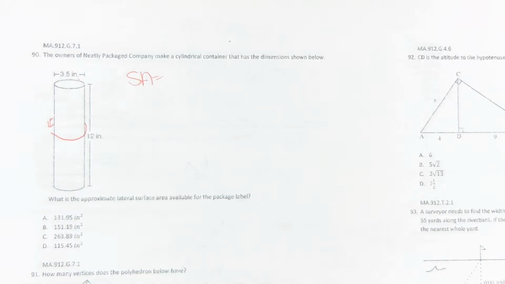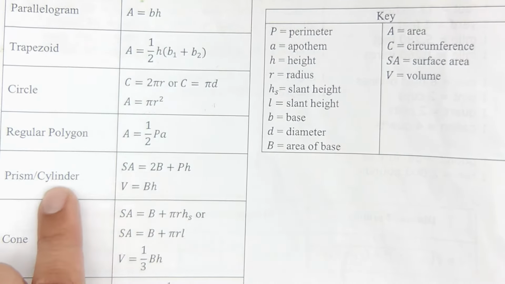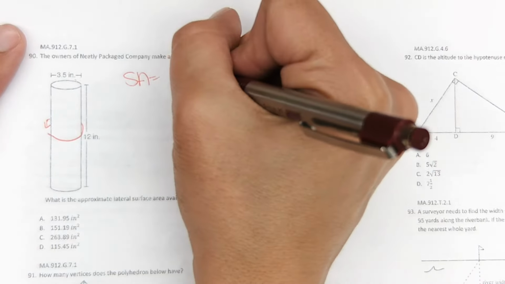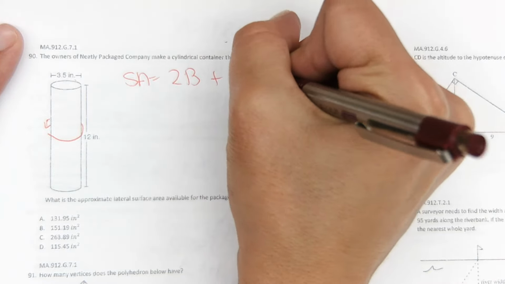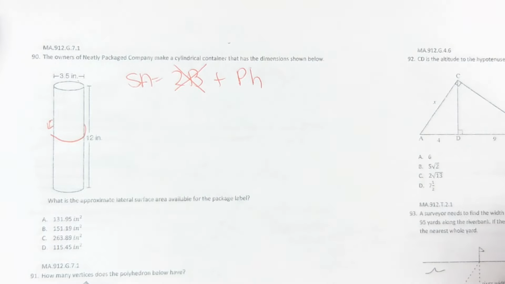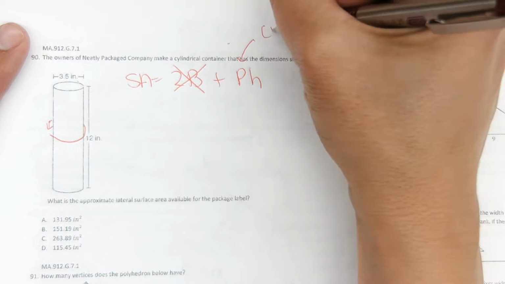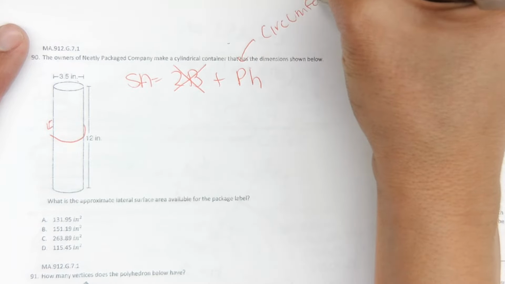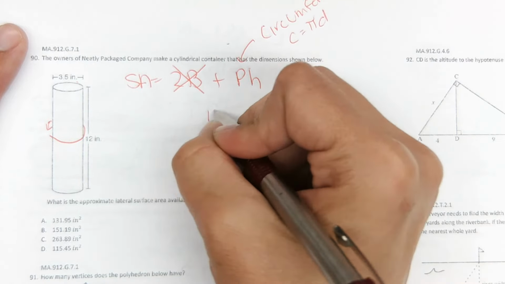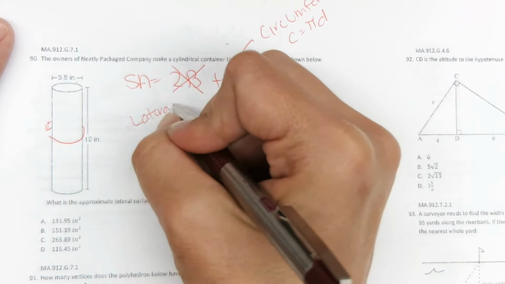So I look at the equation for surface area of a cylinder. Surface area of a cylinder is 2 times the area of the base plus perimeter times the height. However, lateral would not include the bases. And then perimeter, like the distance all the way around this, would actually be the circumference of the circle. Circumference of a circle is pi times diameter. So we're going to do pi times diameter times the height, and that'll give us lateral area.